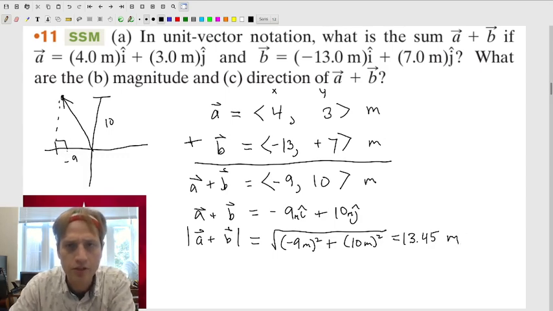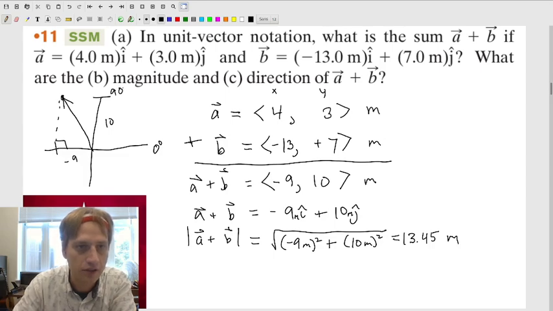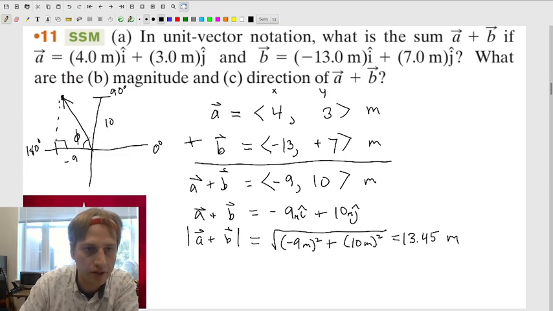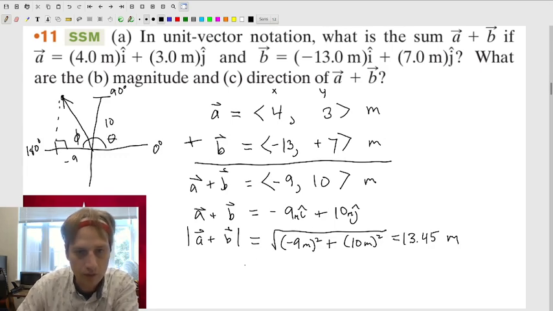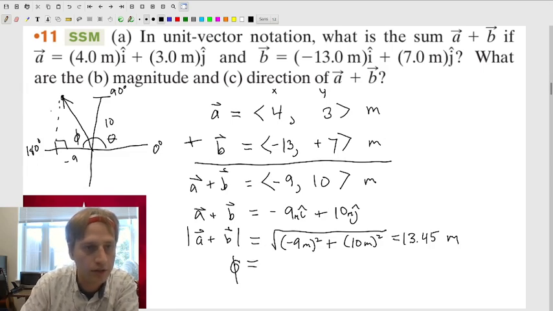Now, it also asks you for the direction of a plus b. Remember, this is 0 degrees, this is 90 degrees, this is 180 degrees. There's not one right way to do it, but the way I would do it is to look for this angle first, and then I would take 180 minus that angle to find this angle. So that angle, that phi would be 10 over 9. Here's my 10, 9 triangle. That would give me my tangent.